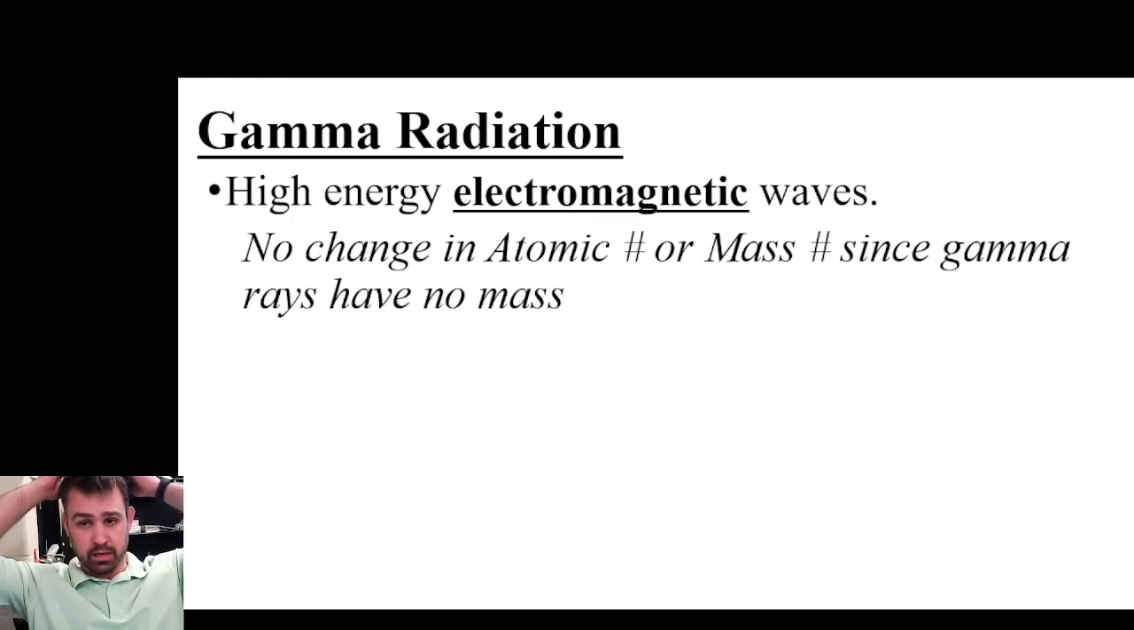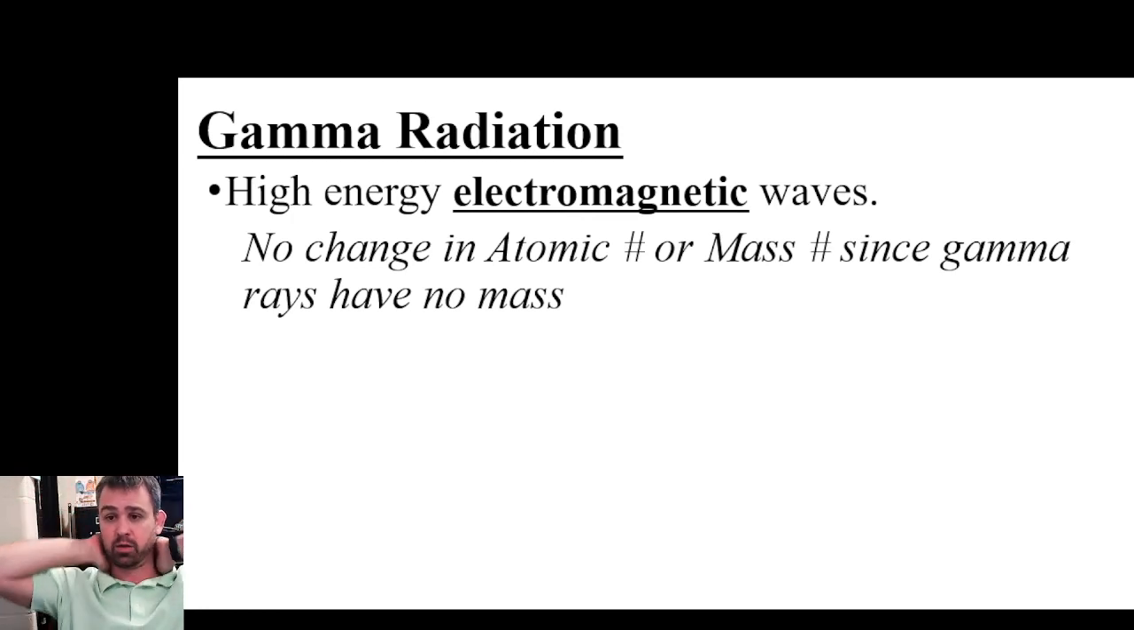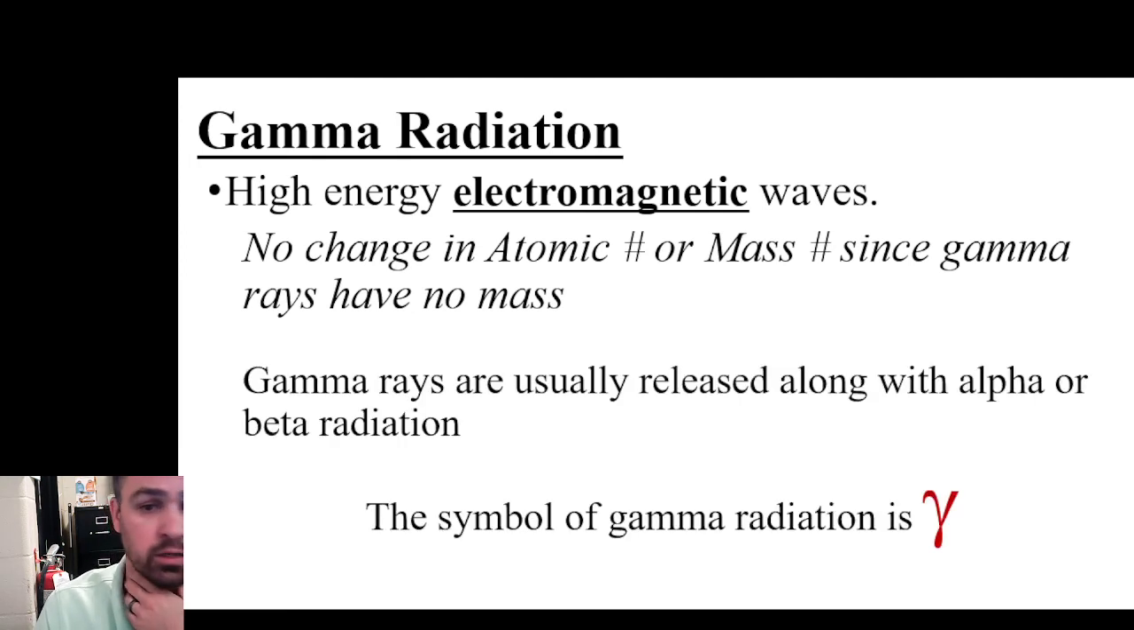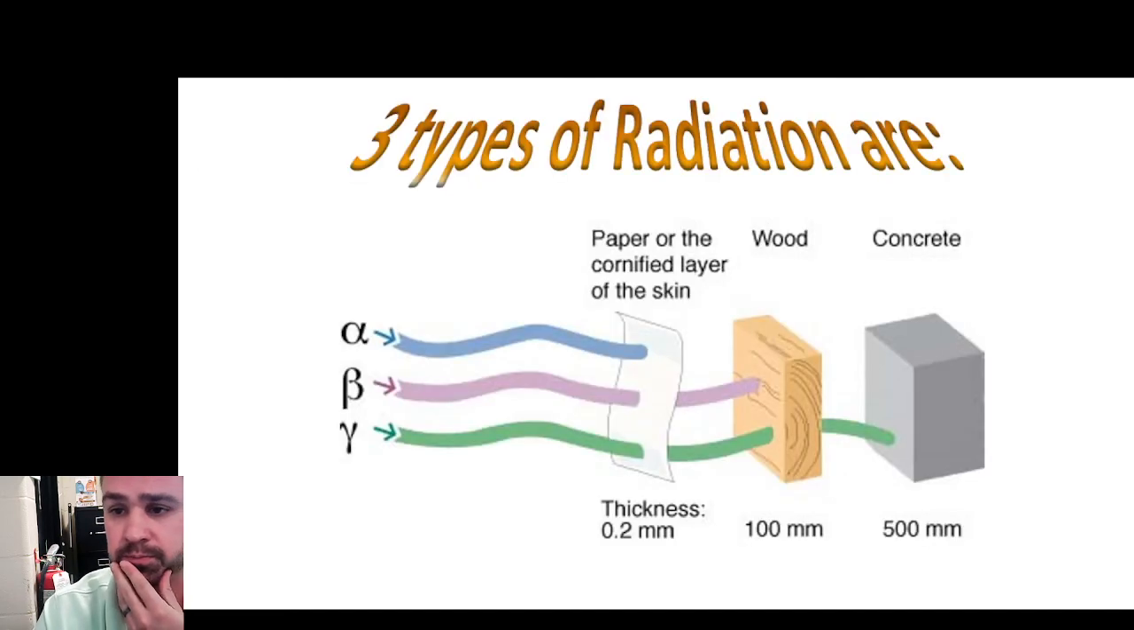Then gamma radiation is just electromagnetic waves. So there is no change in mass, and there is no change in atomic number. This is straight energy. It is very high energy and very dangerous, but there's no change to the overall equation. Gamma rays are usually released along with alpha or beta radiation, and the symbol is this Y-looking symbol. So if you don't see any overall change from the reactant side of the equation, then it's going to be gamma radiation.